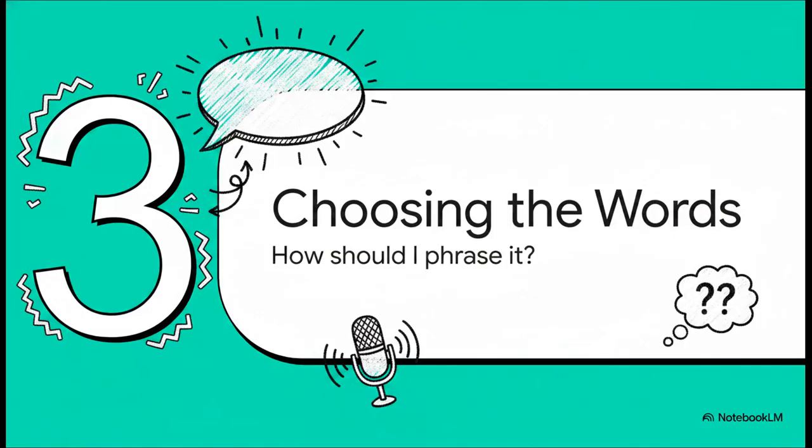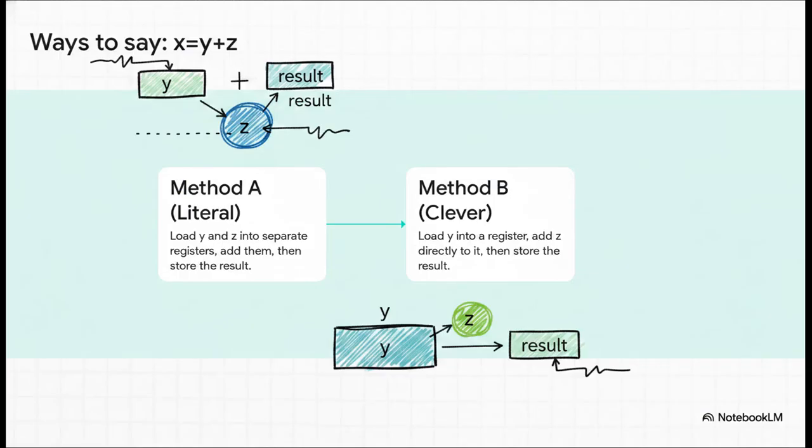Which leads us right to our third and final question. The generator knows what to say and who to say it to. Now it has to figure out how to say it. Like, how should I phrase this translation for the best possible result? Let's go back to our simple expression x equals y plus z. The generator has choices. Okay, so method A is pretty literal, almost a word-for-word translation. It loads y and z into separate little storage spaces on the processor called registers, adds them, and then stores the result. But check out method B.